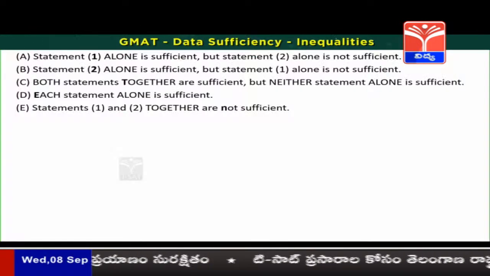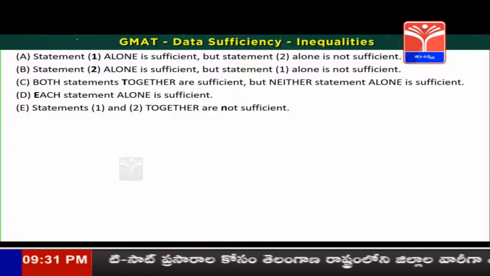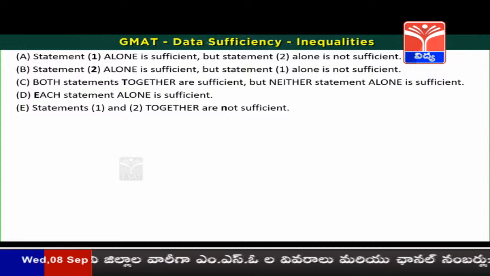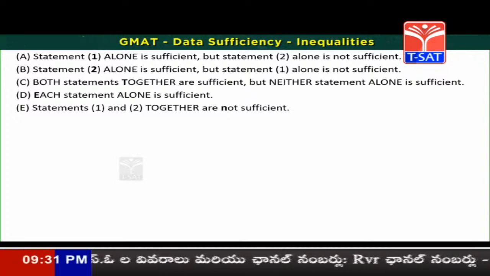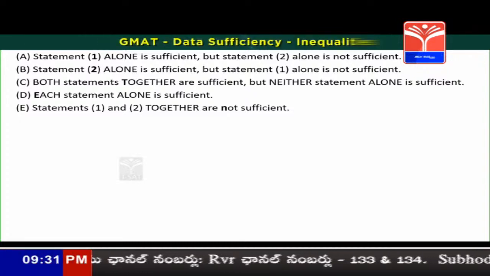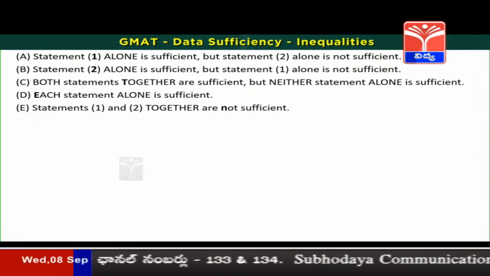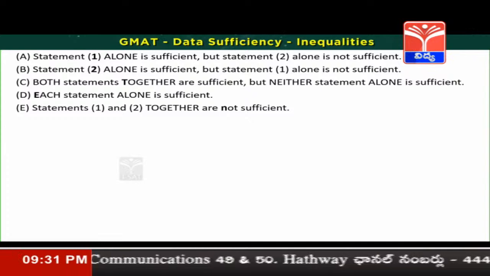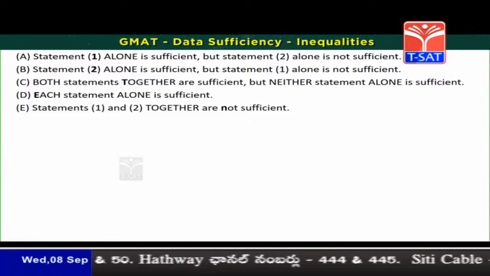Let's begin. These are your answer options for your data sufficiency question. They are standard for any and every data sufficiency question. Answer option A says statement 1 alone is sufficient, but statement 2 alone is not sufficient to answer the question. Answer option B is when statement 2 alone is sufficient, but statement 1 alone is not sufficient to answer the question.